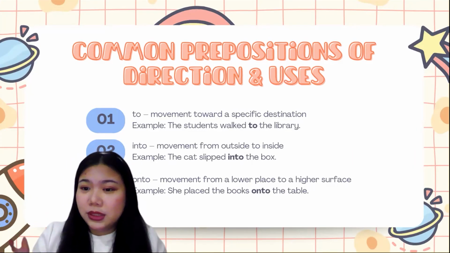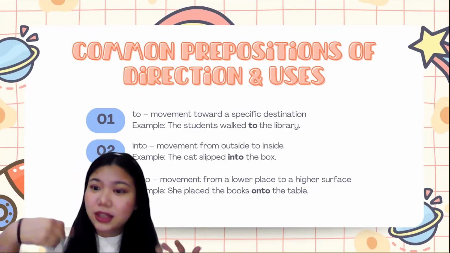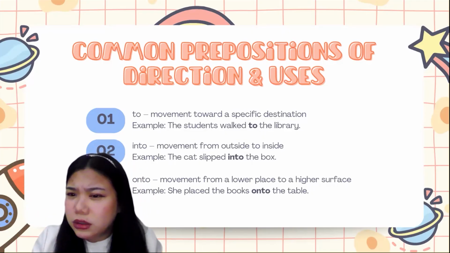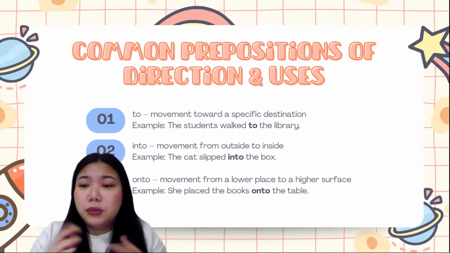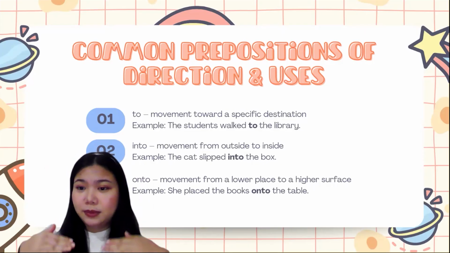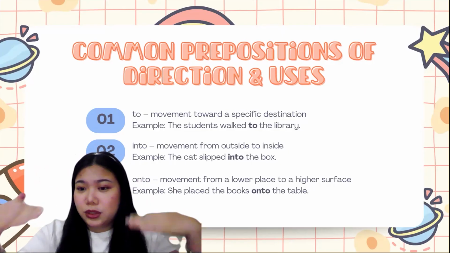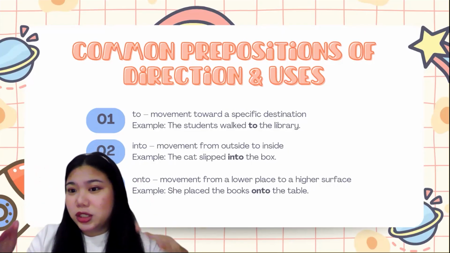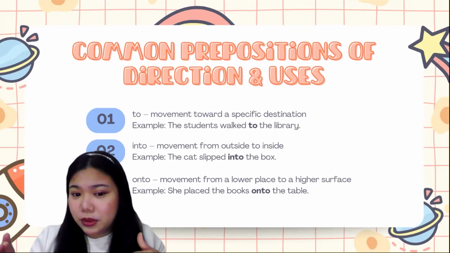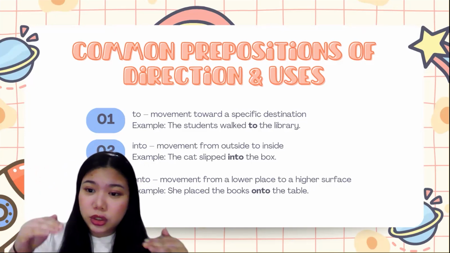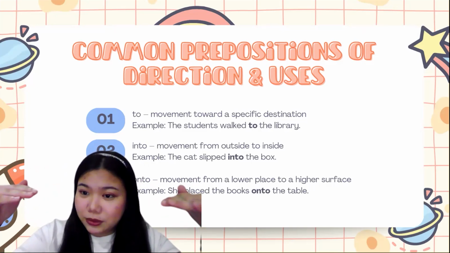Into is movement from outside to inside. For example, the cat slipped into the box. Now, what about onto? Onto is a movement from a lower place to a higher surface, which basically changes placement. For example, she placed the books onto the table.